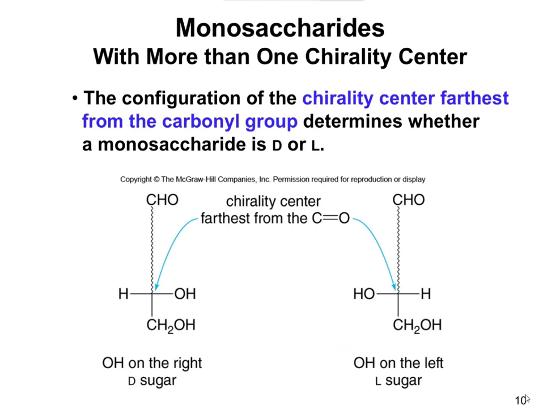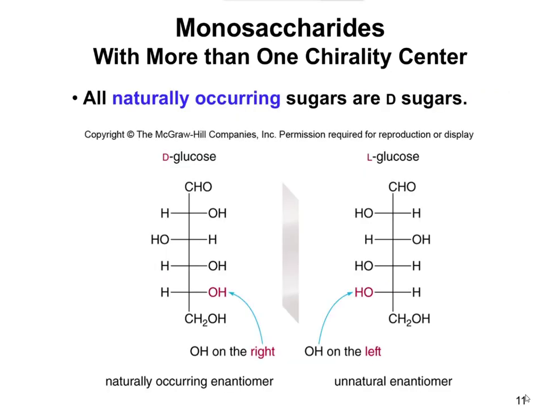All right, and that's the same thing that this slide here describes. So again, OH on the right is going to be D, OH on the left is going to be L. Now, naturally occurring sugars, so any sugar that occurs in nature, whether it's through plant synthesis or the sugars that we make physiologically, the OH is always going to be on the right from the carbonyl carbon. So naturally occurring sugars are always going to be D sugars. L-glucose exists, it's just not a naturally occurring one. It can be synthesized in a lab, but it's not something that our body makes naturally.